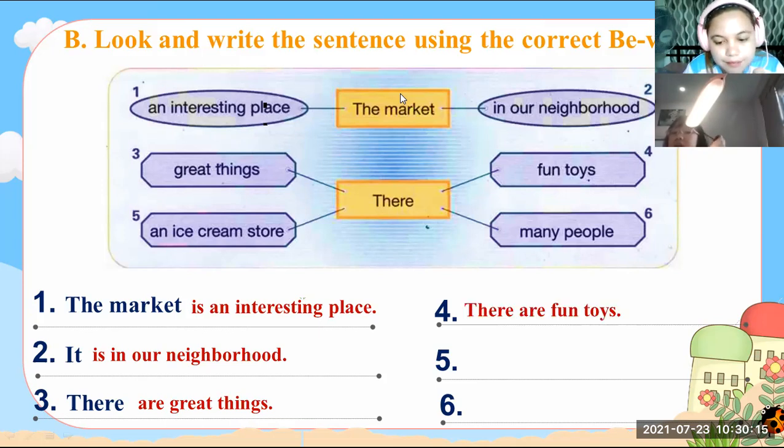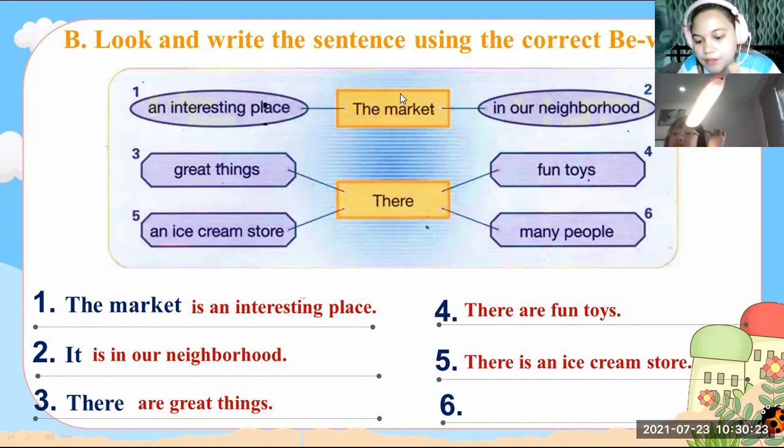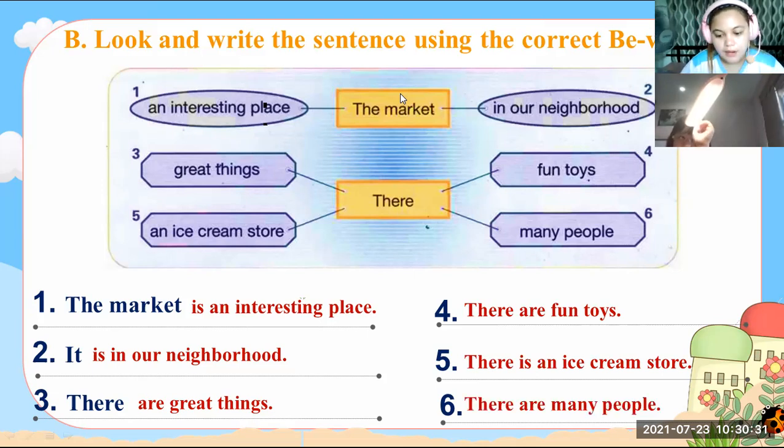Number five. There is an ice cream store. Number six. There are many people. There are many people. Okay, very good, Han. So you got 6 points here. Okay, wait a minute.